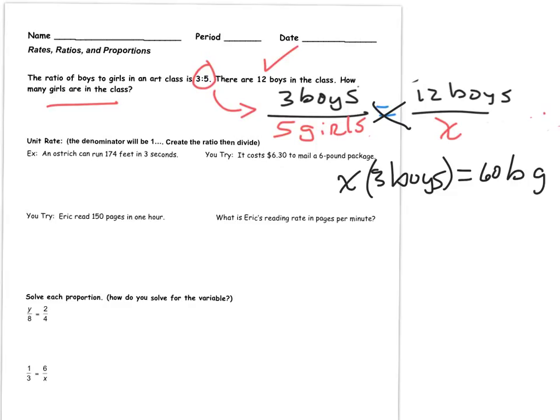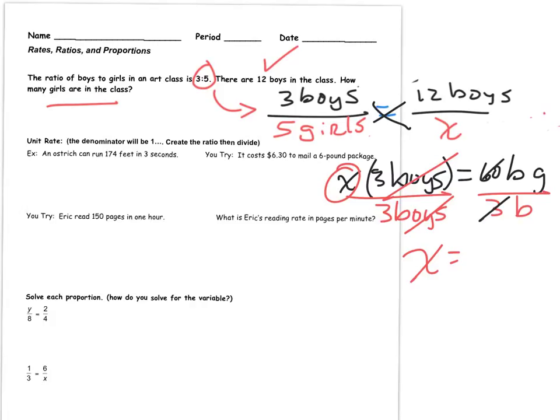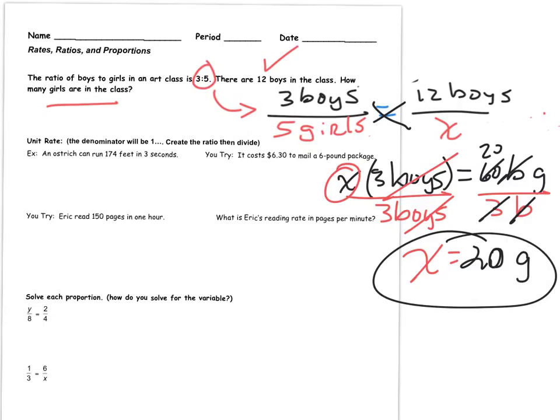Now, you've got to notice we're going to solve for x here. So it's x times 3 boys, so we want to divide by 3 boys on both sides. I'm going to put the B for boys. Now this side cancels out. You're left with x equals. You're going to notice that 3 goes into 60 20 times, so I'm going to write down the 20. And then the boys cancel out, leaving the variable of G for girls. And we have 20 girls whenever we have 12 boys.